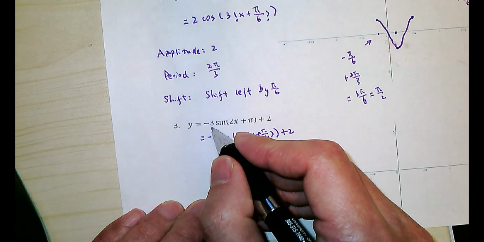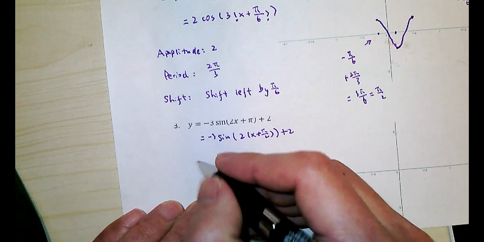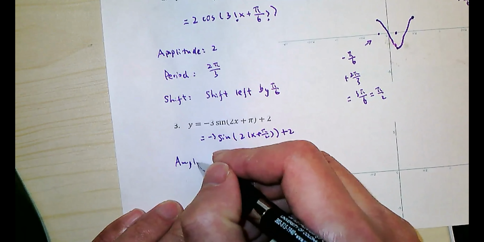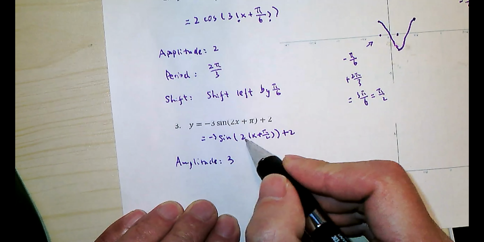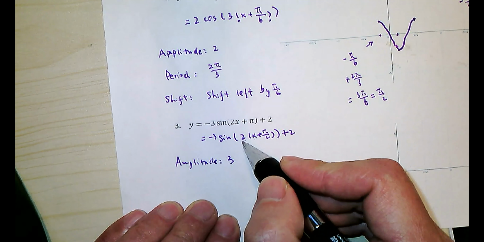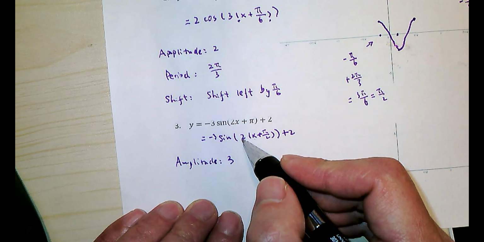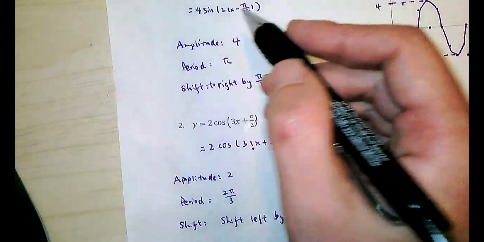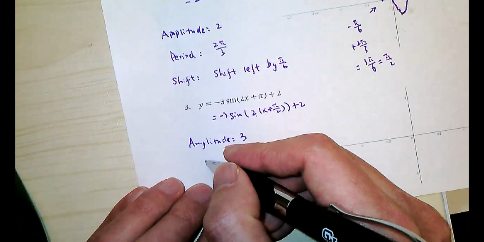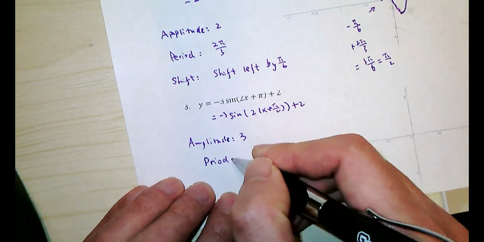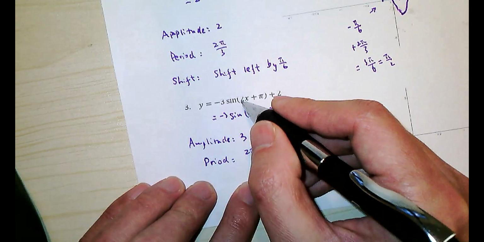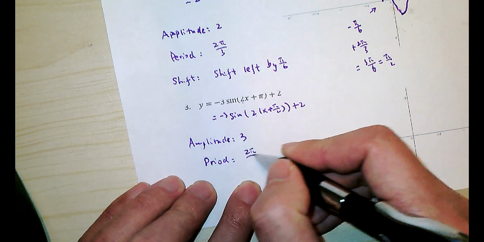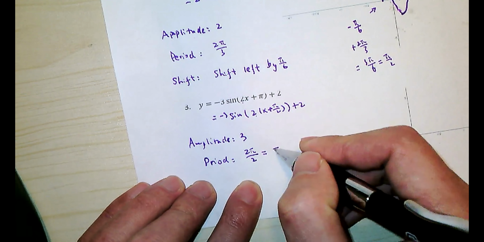Since we are multiplying with 3, so amplitude is still 3. And we are multiplying x with 2, okay? Just like we did for the first question, we are multiplying x with 2. The period is 2 pi over this omega. And here omega is 2, so 2 pi divided by 2, which is pi.